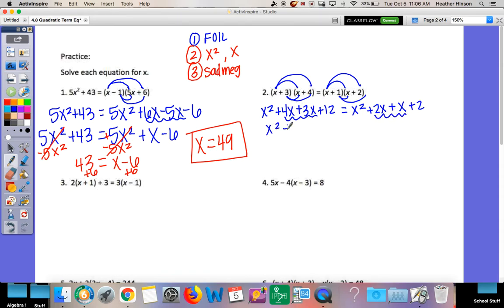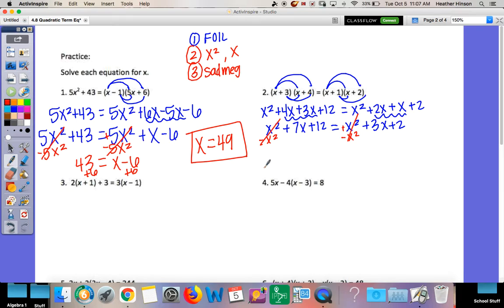So 4x plus 3x gives me 7x. And 2x plus x gives me 3x. And then I just solve this out. Get all my x's together. I'm going to do my x squareds first. So that's a positive, so I'm going to subtract it. x squared minus x squared cancels, and it should always cancel.